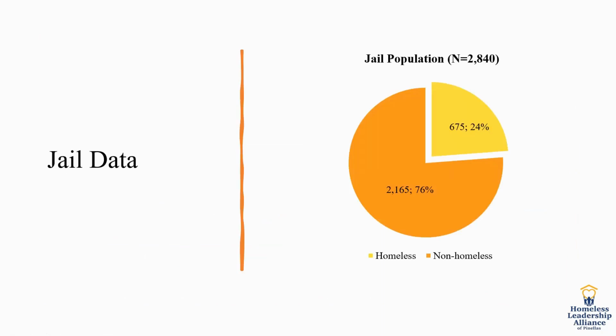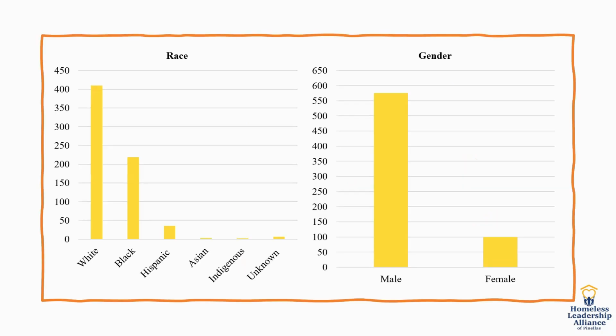Here is the jail data. On the night of this count, 2,840 people were in the Pinellas County Jail. Of those people in the jail, 675 were identified as homeless, which is about 24% of the jail population on that day. Next slide. When we break it down between race and gender, the majority of people identified as white and male. Next slide.